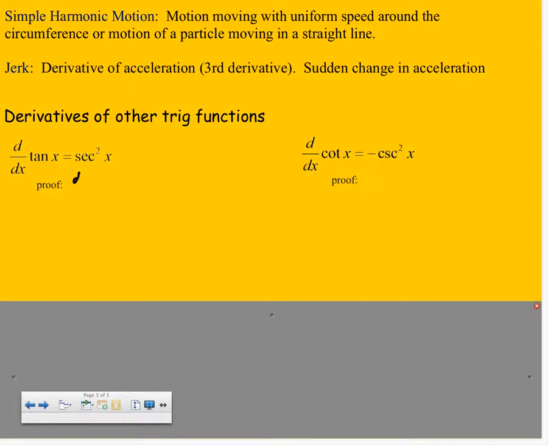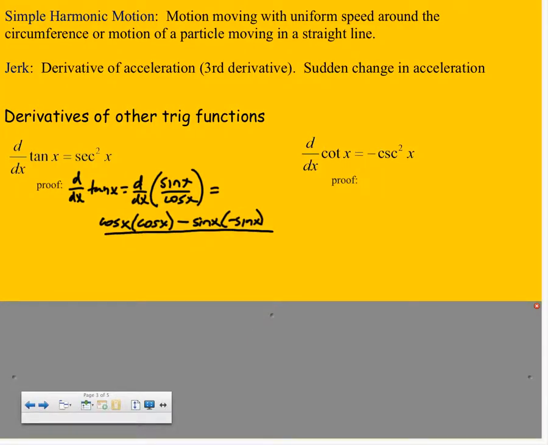If I wanted to show you the derivative of tan of x, isn't tan of x the same as sine of x over cosine x? True. Now, if I were to take the derivative of sine of x over cosine x, aren't I going to need quotient rule? So here I go with the derivative. I'm going to say low d high minus high d low, all over low squared.